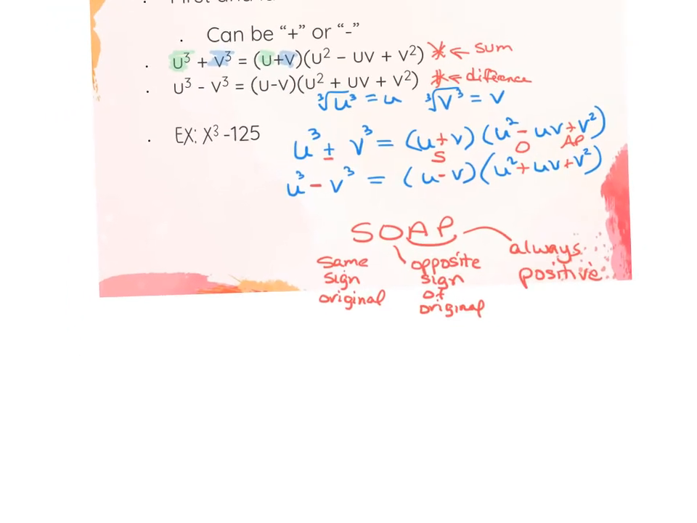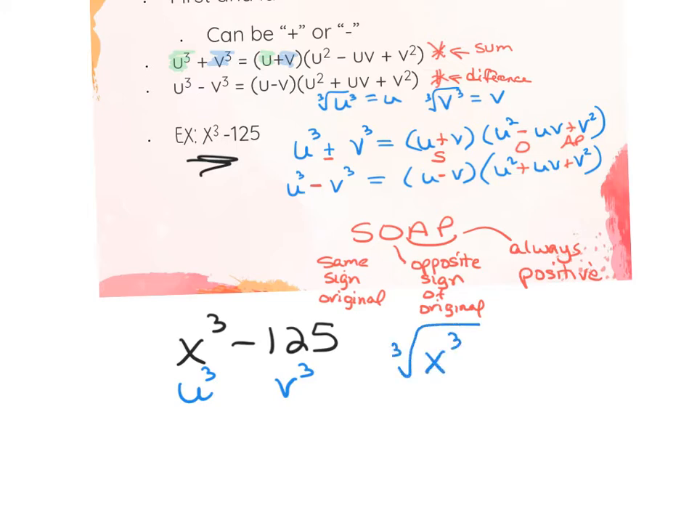Now, our first example is going to be x cubed, it's this one right here, minus 125. Now, in my problem, this is my u cubed, this is my v cubed. So in order to find out what u equals for my pattern, I take x to the third and I cube root it. Cube root of x to the third is just x, and that's my u. Then I'm going to cube root 125. Cube root of 125 is 5, and that becomes my v.